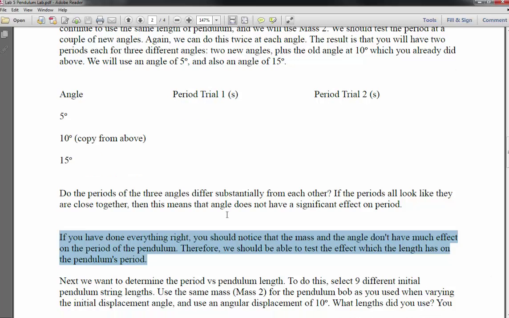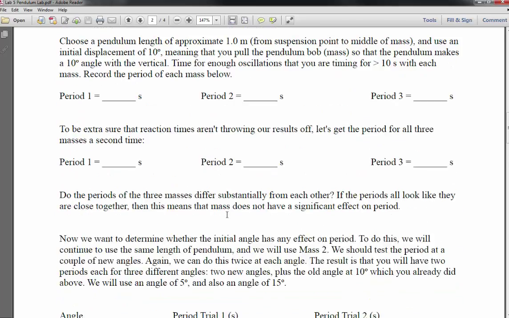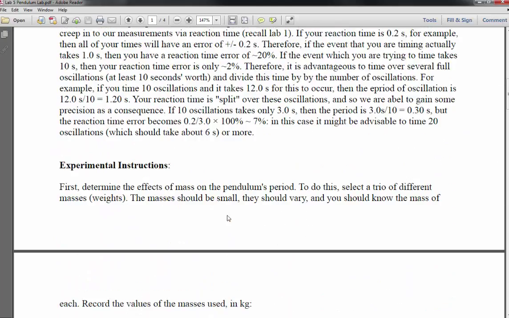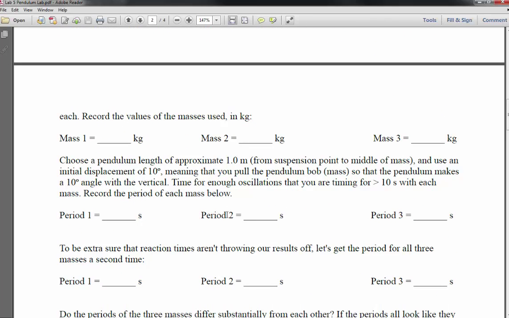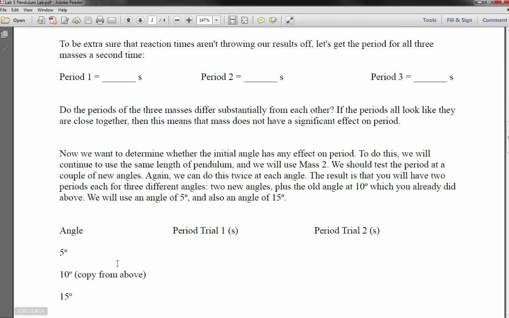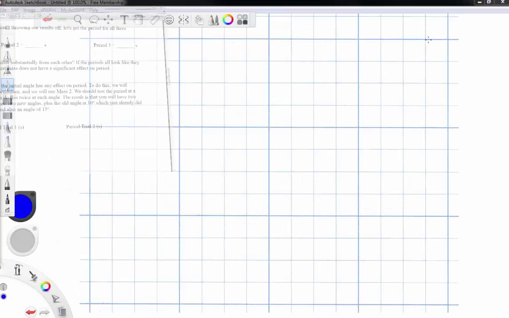Hypothetically speaking, though, I could have, and in past terms I have in fact done this, we could have done this with many more masses, say a set of 9 masses and a set of 9 different angular displacements. And we could have then made graphs of period versus angle and period versus mass. So the question is, what would that look like hypothetically if we were to do that?